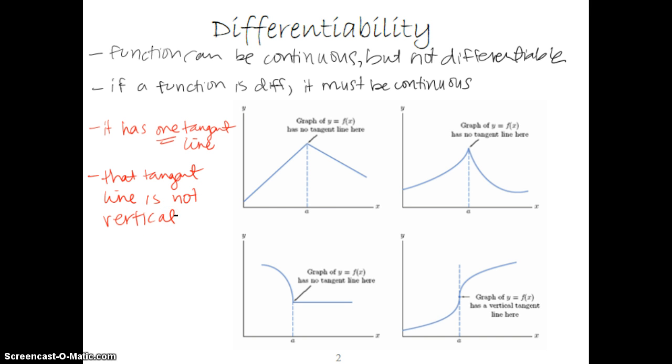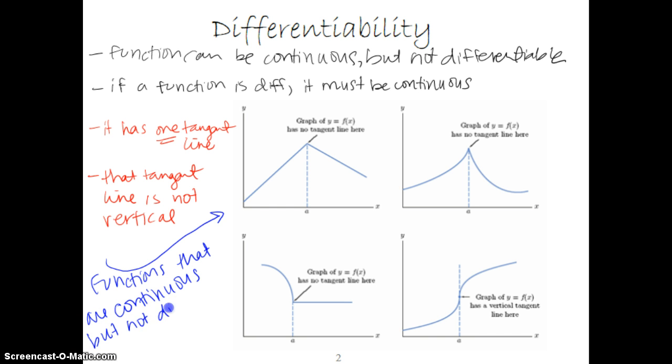So here are some examples of functions that are continuous but not differentiable. Because remember, a function can be continuous but not differentiable. Now, there doesn't exist any case where a function is differentiable but not continuous.